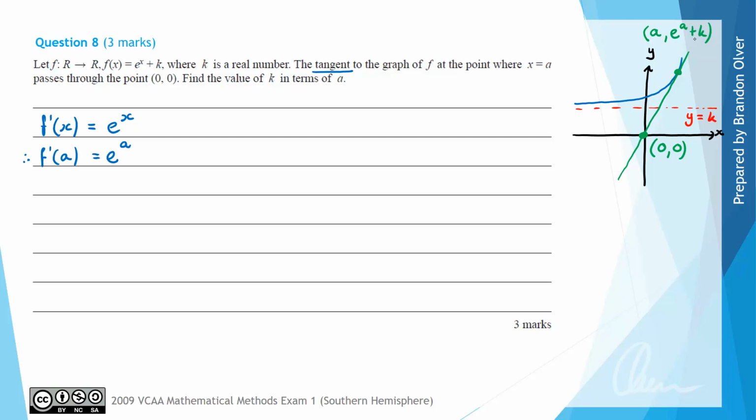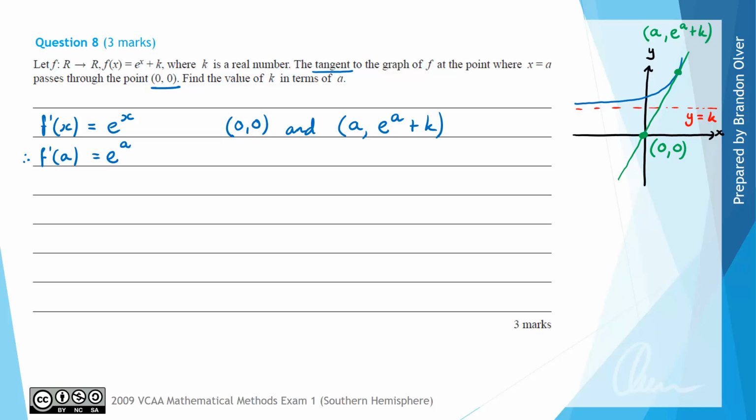Now over on the graph, we'd already worked out 2 points that the tangent line passed through. The first point it passes through is (0, 0). That's given to us in the question. And the second point that the graph passes through is a, and replacing x with a in our rule gave us the point we discussed before, which is e to the power of a plus k. So now what we've got is 2 points on that tangent line and the gradient of that tangent line.